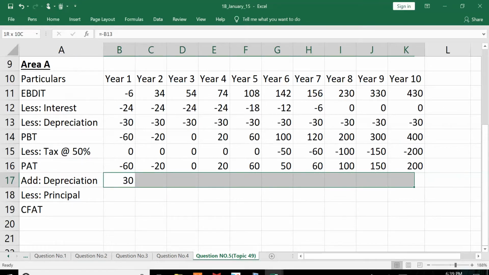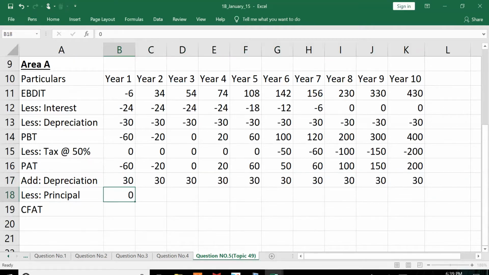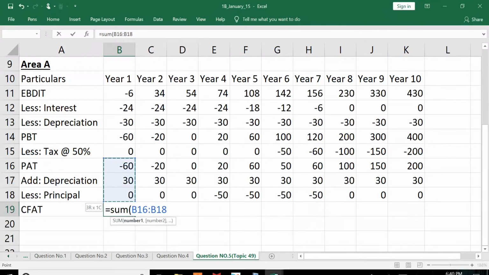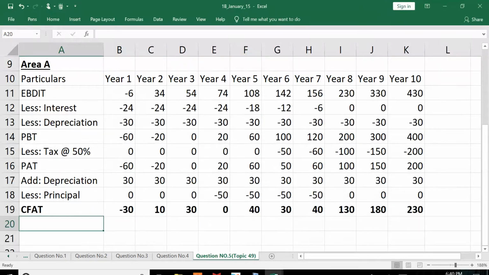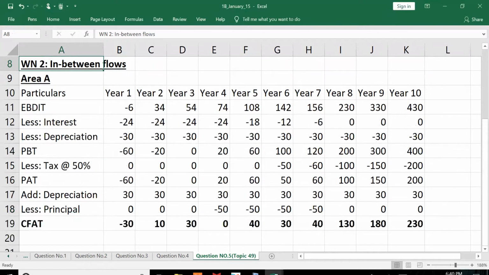Principal is paid in which years? So 0, 0, 0, 4th, 5th, 6th, 7th. This will be the CFAT, which will directly go to the NPV analysis. So first year is negative, thereafter it's every year positive for area A. Any doubts in area A statement?